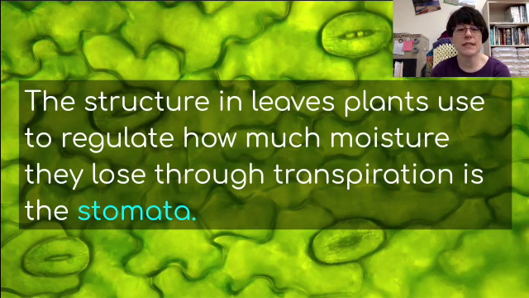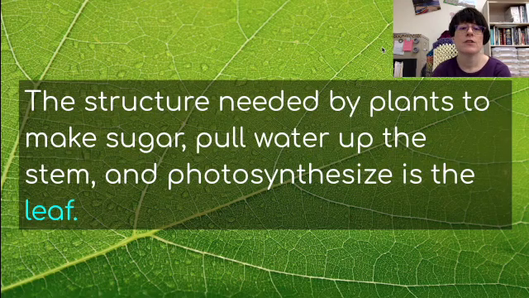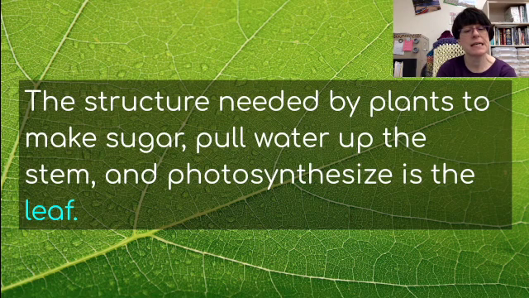And the structure in leaves plants use to regulate how much moisture they lose through transpiration is the stomata. So gas exchange and water control. So the structure needed by plants to make sugar, pull water up the stem, and photosynthesize is the leaf. So leaves are very important, and they have quite a few functions for the plant.